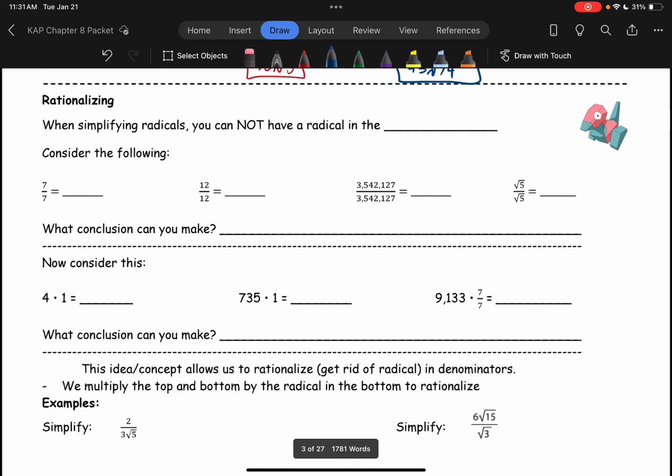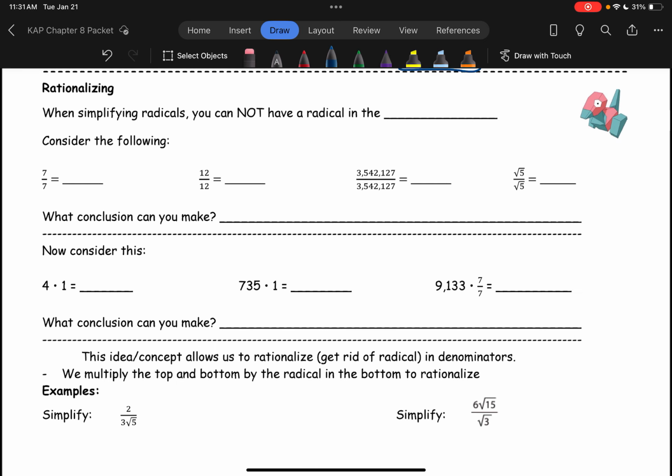So now we want to get into probably one of the most important concepts that we're going to be using throughout chapter 8, which is going to be covering how do I rationalize denominators, right? So before we begin, when we're rationalizing, it's understood that when we're simplifying radicals, you cannot have a radical in the denominator, right? You just can't. If you do, then that is not in simplest form.